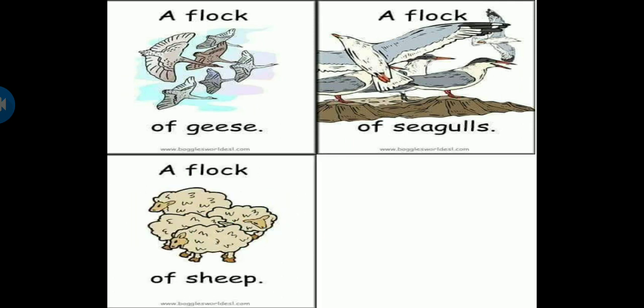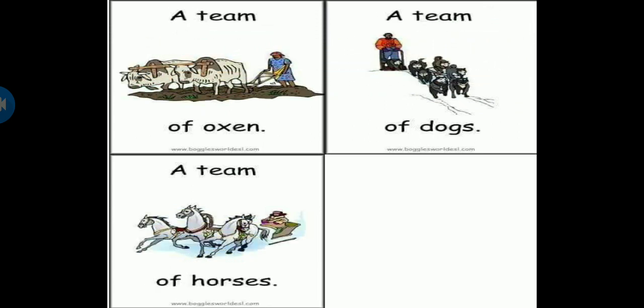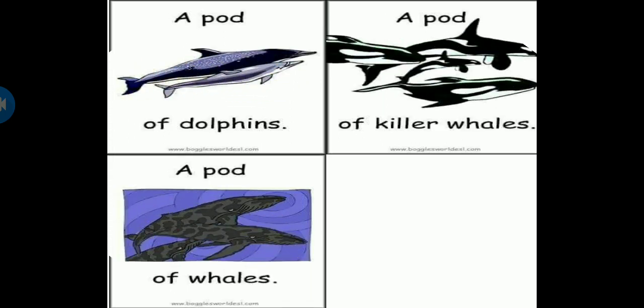A flock of geese, a flock of seagulls, a flock of sheep, a team of oxen, a team of dogs, a team of horses, a pod of dolphins, a pod of killer whales, a pod of whales. These are three different examples, but all of them together are called a pod. So this word is used for dolphins, for whales, for killer whales too.